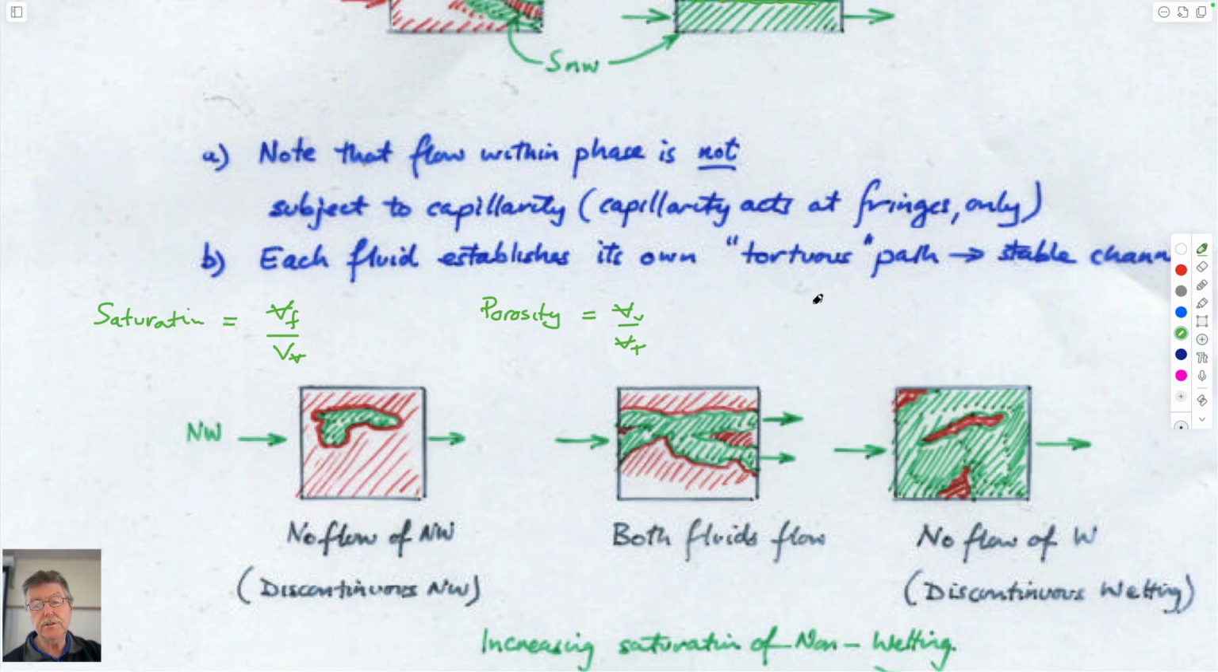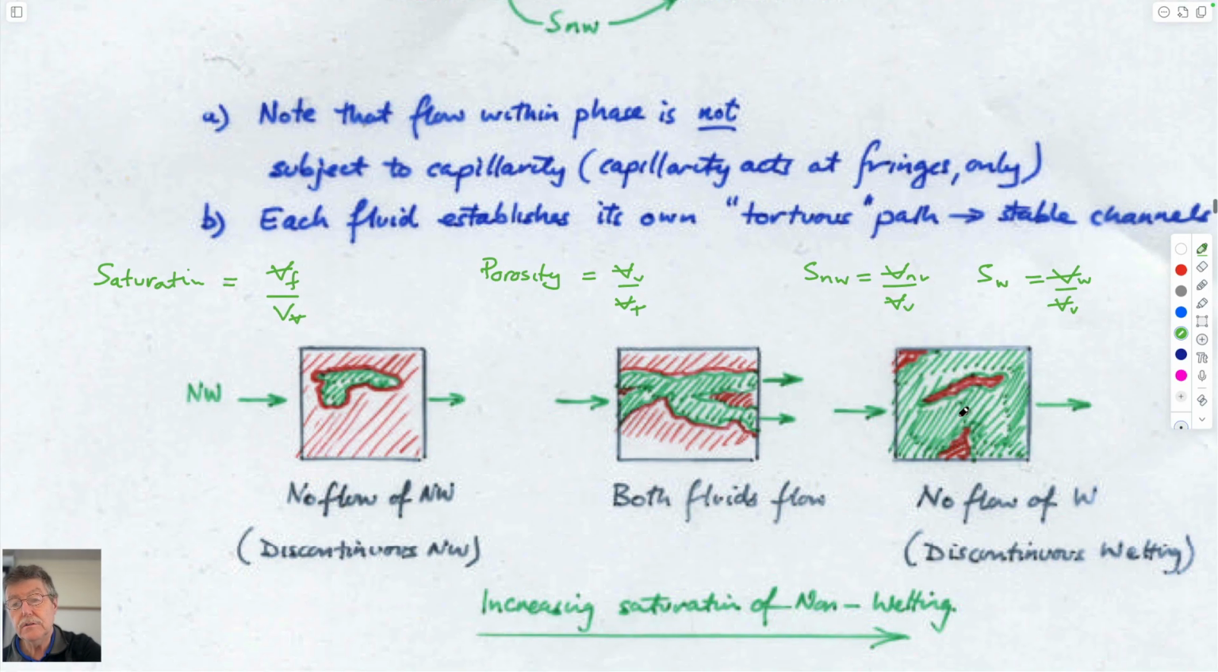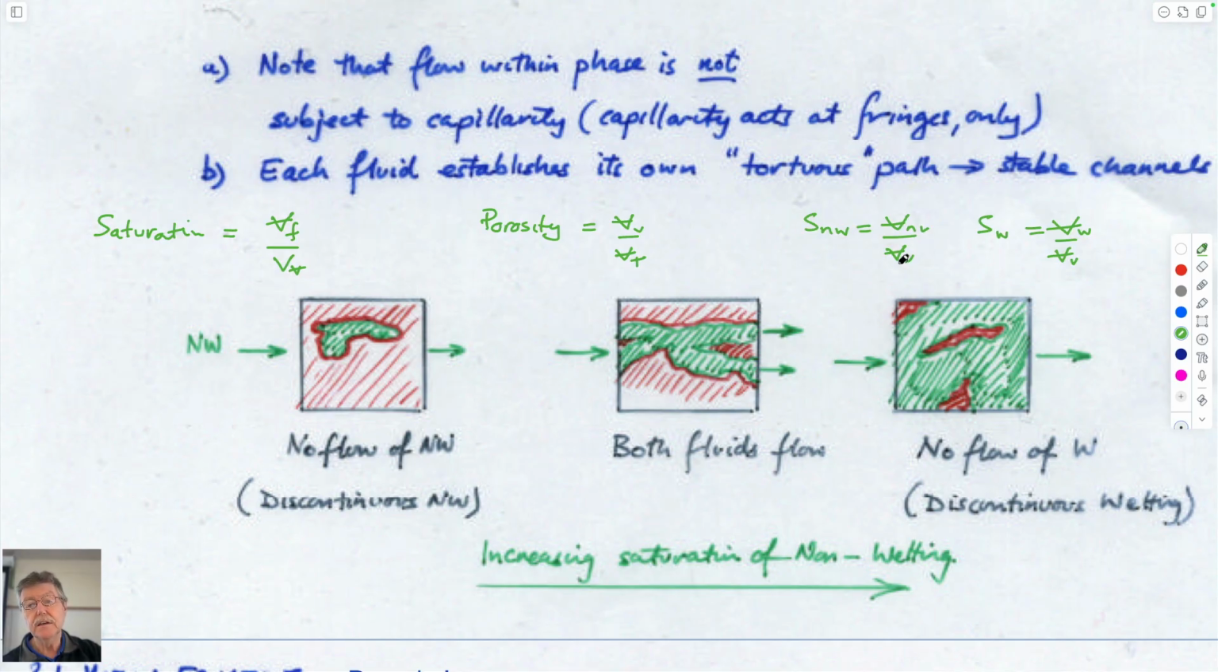So the saturation of the non-wetting fluid is equal to the volume of the non-wetting fluid divided by the total void space. And the saturation of the wetting fluid, water, liquid in our case, is the volume of the wetting fluid divided by the total volume of the voids. And so together, if we only have two fluids, since we only have the total volume of the voids and it has to be filled with both of these fluids, then the two saturations have to add to one. So we can expect that this is the case.